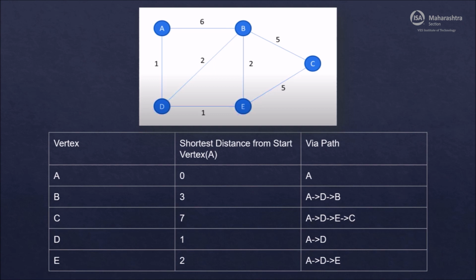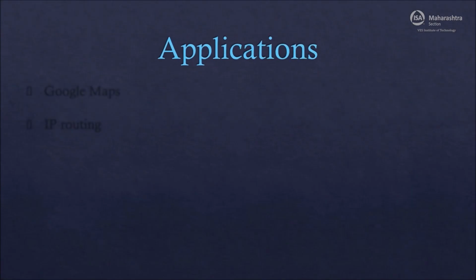From A to D, the minimum distance is 1, which is via path A to D. From A to E, the minimum distance is 2, which is via path A to D and D to E. So this is how we get the shortest distance from vertex A to all the nodes. So in this way, Dijkstra's algorithm works for finding shortest path. This algorithm is also used in IP routing to find open shortest path first.